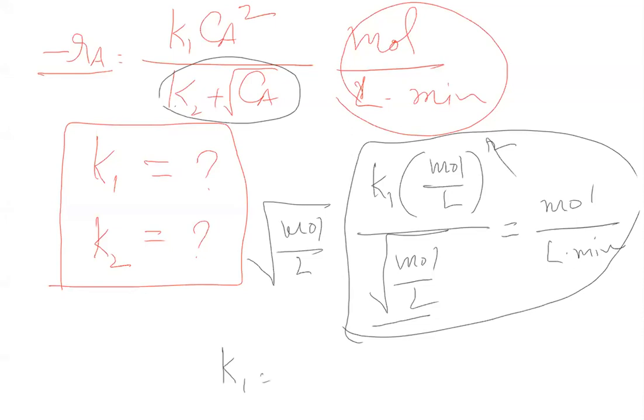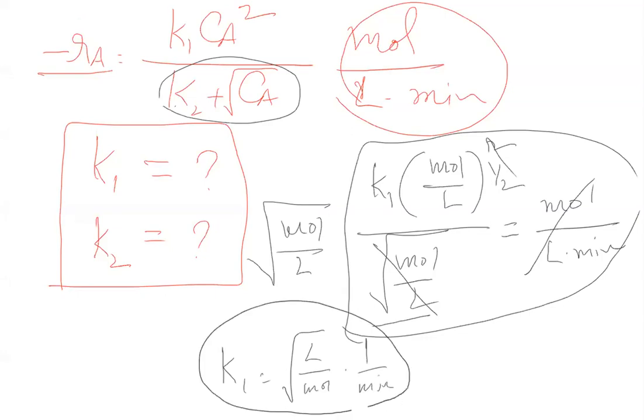Then K1 is square and mole per liter will cancel. So this will become mole per, let's say, root will become half here, cancel. Then what is K1 units is root of liter per mole minute.